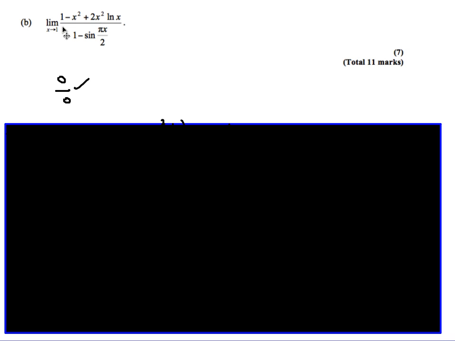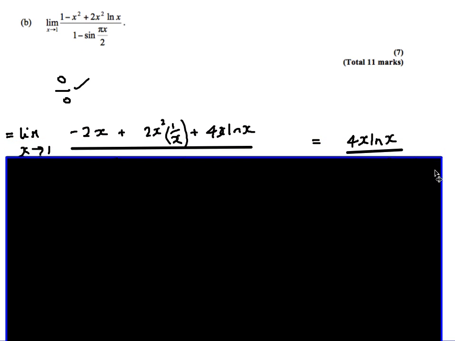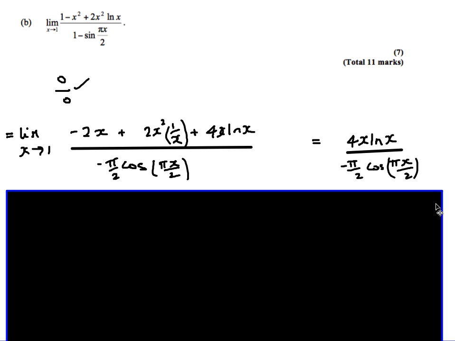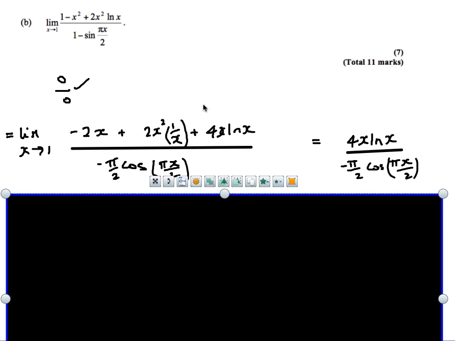Next one is slightly more difficult, and we've got a clue here because it's worth 7 marks. So it's going to be probably slightly more difficult than the previous one. So we start off by checking that, yes, again, when x is equal to 1, we get a 0 over 0. Therefore, yes, we can use L'Hopital's rule. And then I have to differentiate this function.